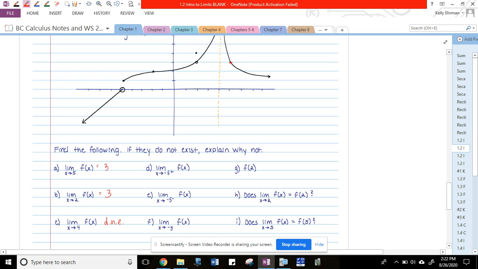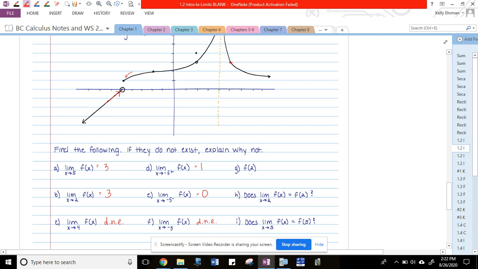The limit as x approaches -5 from the right. So 1, 2, 3, 4. Here's -5, but you're approaching from the right side. So what is that limit? That limit is equal to 1. The limit as x approaches -5 from the left side. Here's -5. Approach it from the left. You're zeroing in on the y value, 0. The limit as x approaches -5 in general? Well, the right side and the left side do not have the same limits, so this limit does not exist.